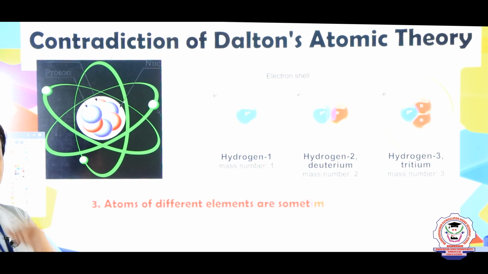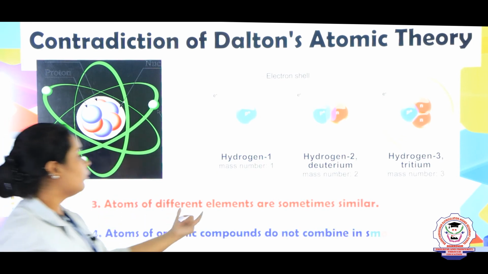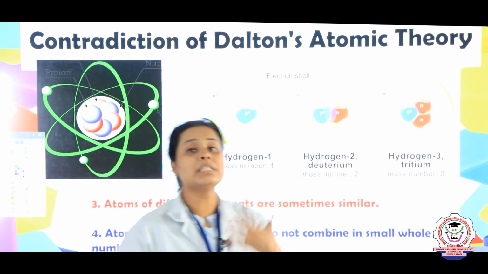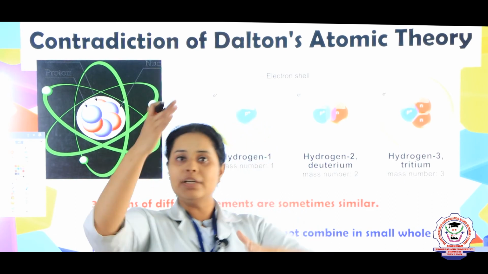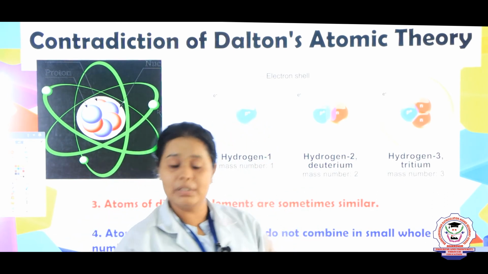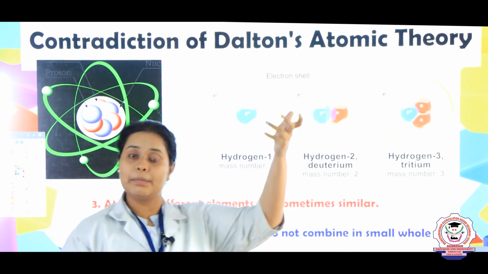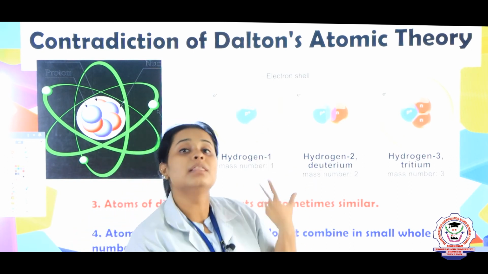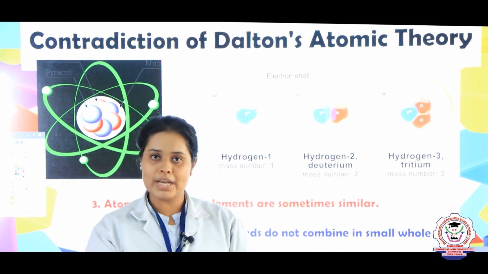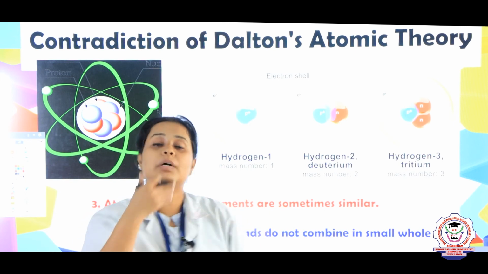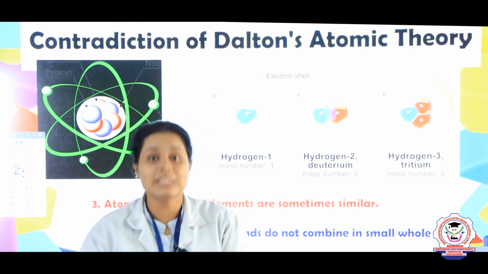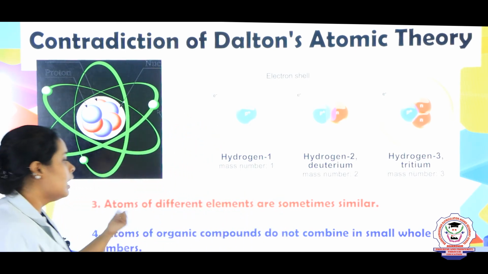After that, he said that atoms of different elements are sometimes similar. So when you place the atoms in a periodic table, it can happen that the first element will show the property of the third element. So they are different elements, right? They should actually not be similar to each other, but they were similar. So that is why this is the third point.